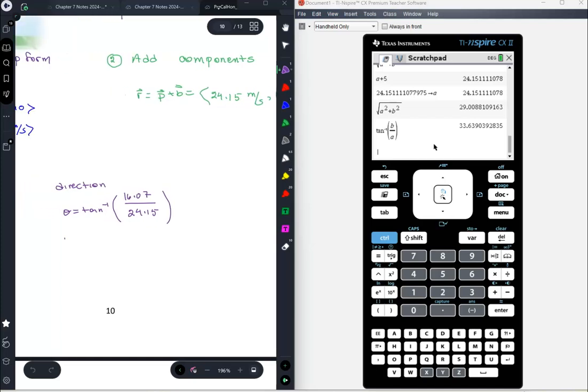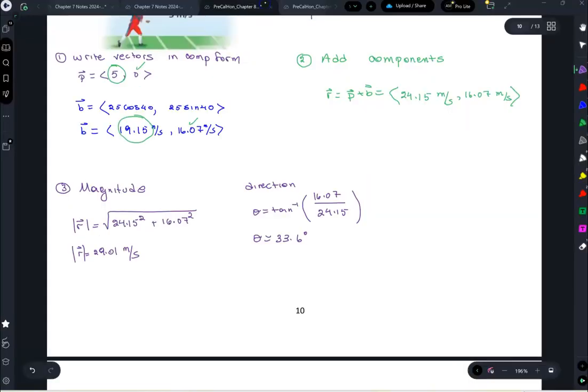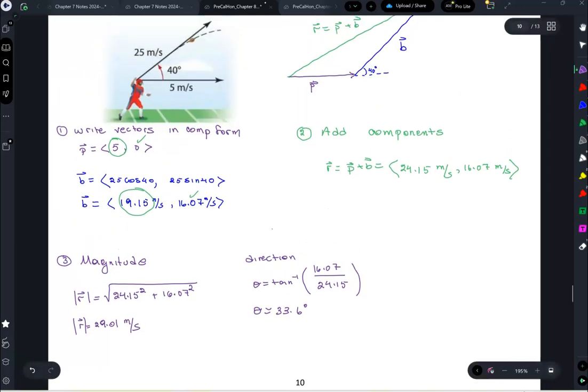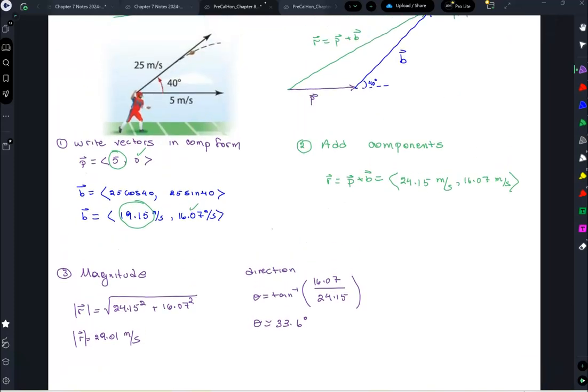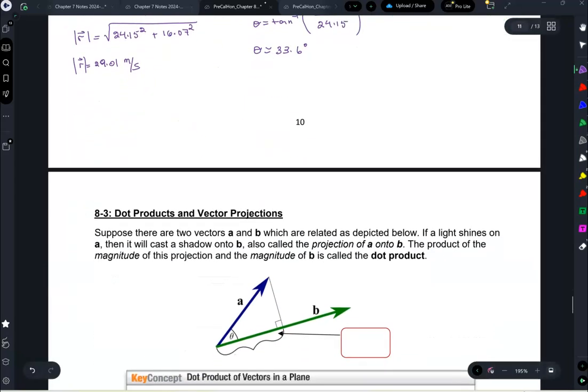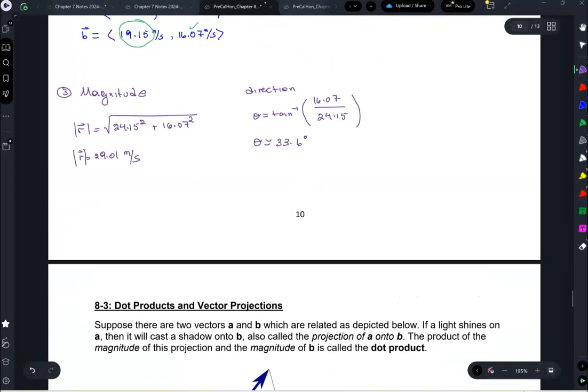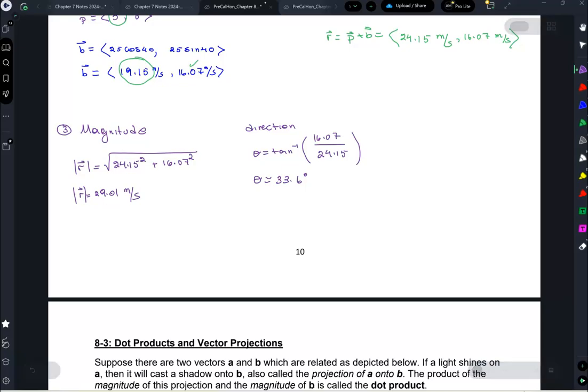So how much is it? Theta is 33. Now, do we need to adjust this for a different quadrant? We do not, because look, this is pointing in the first quadrant and this is in the first quadrant. All right? We did it. Wait, what'd you get?